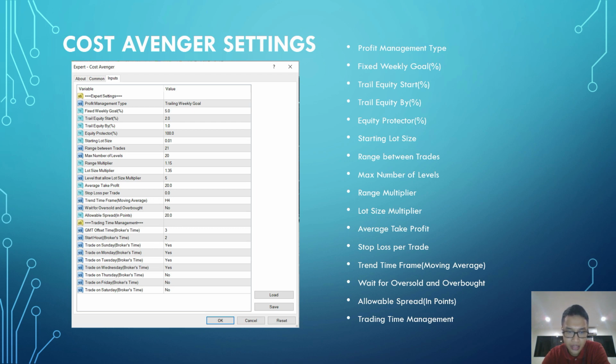Then we have trading time management. This is where we set the robot when to trade and when not to trade. So we have Sunday, Monday, Tuesday, Wednesday, Thursday, Friday, Saturday. Usually, I advise that you don't trade Thursday, Friday, and Saturday, because a lot of crazy market movements usually happen during these days. So don't trade during these times.